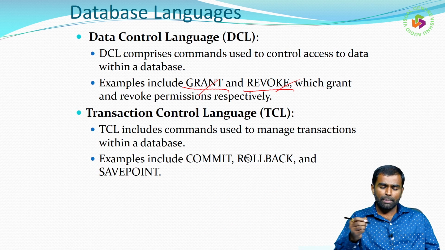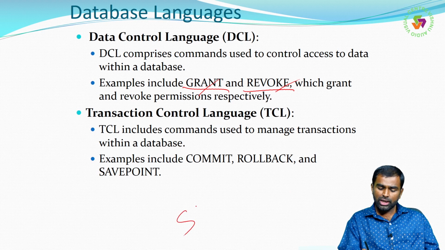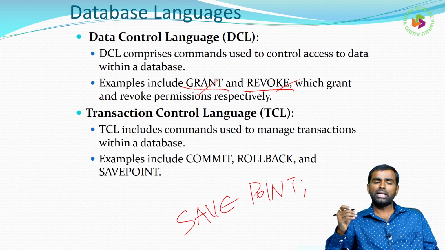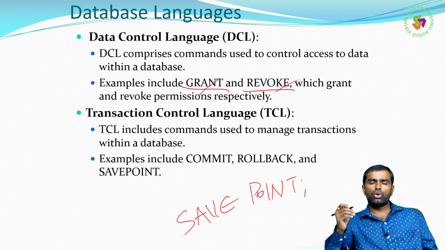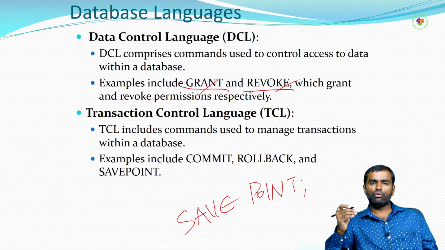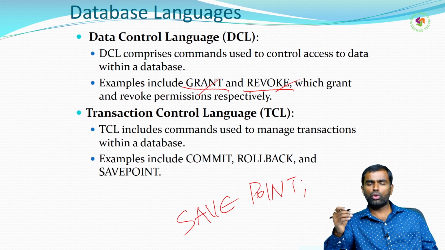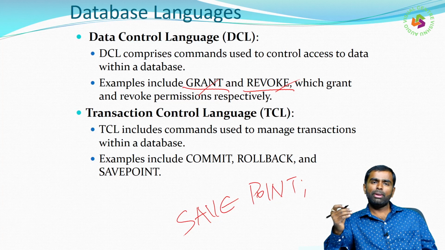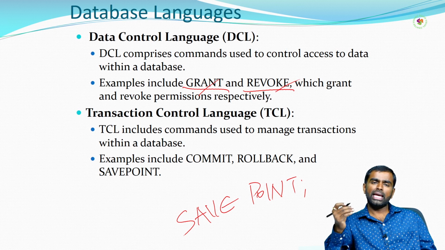Next, save point. Save point is nothing but save point. The name itself indicates the data in the database can be saved up to a particular point. Using this save point, you can do this in combination with rollback. Why? Because if you use rollback, the entire changes on data that you have done today can be erased. That is the purpose of rollback.